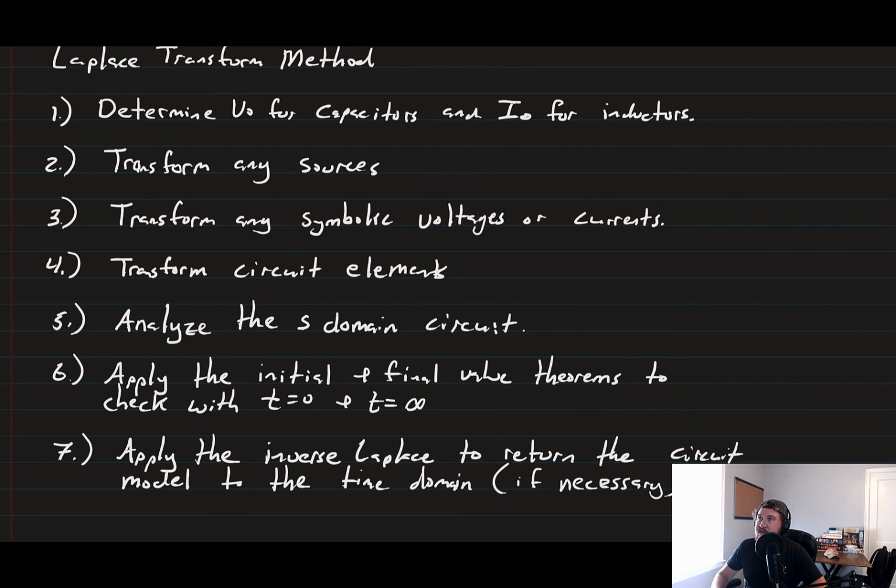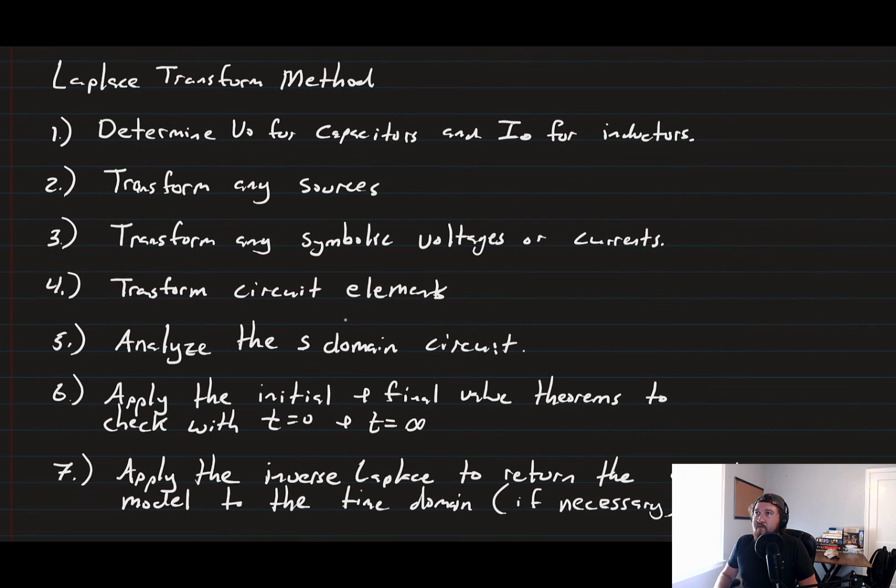So there's our 7 steps for the Laplace transform method. I'll just go ahead and recap them for you. Step 1, determine the initial conditions. Determine V naught for capacitors and I naught for inductors. Step 2, if you have any sources, voltage or current sources, transform them.